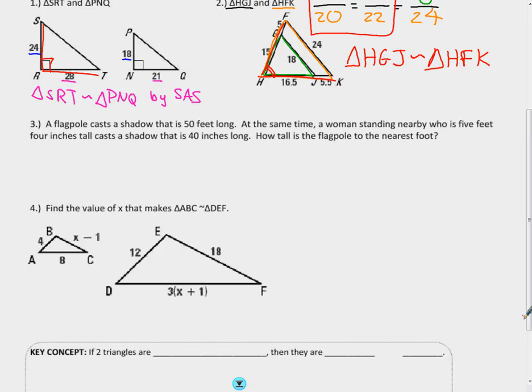So, first sentence, flagpole shadow of 50 feet. I want to draw that first. So I got a nice base here. Let's draw my flagpole.